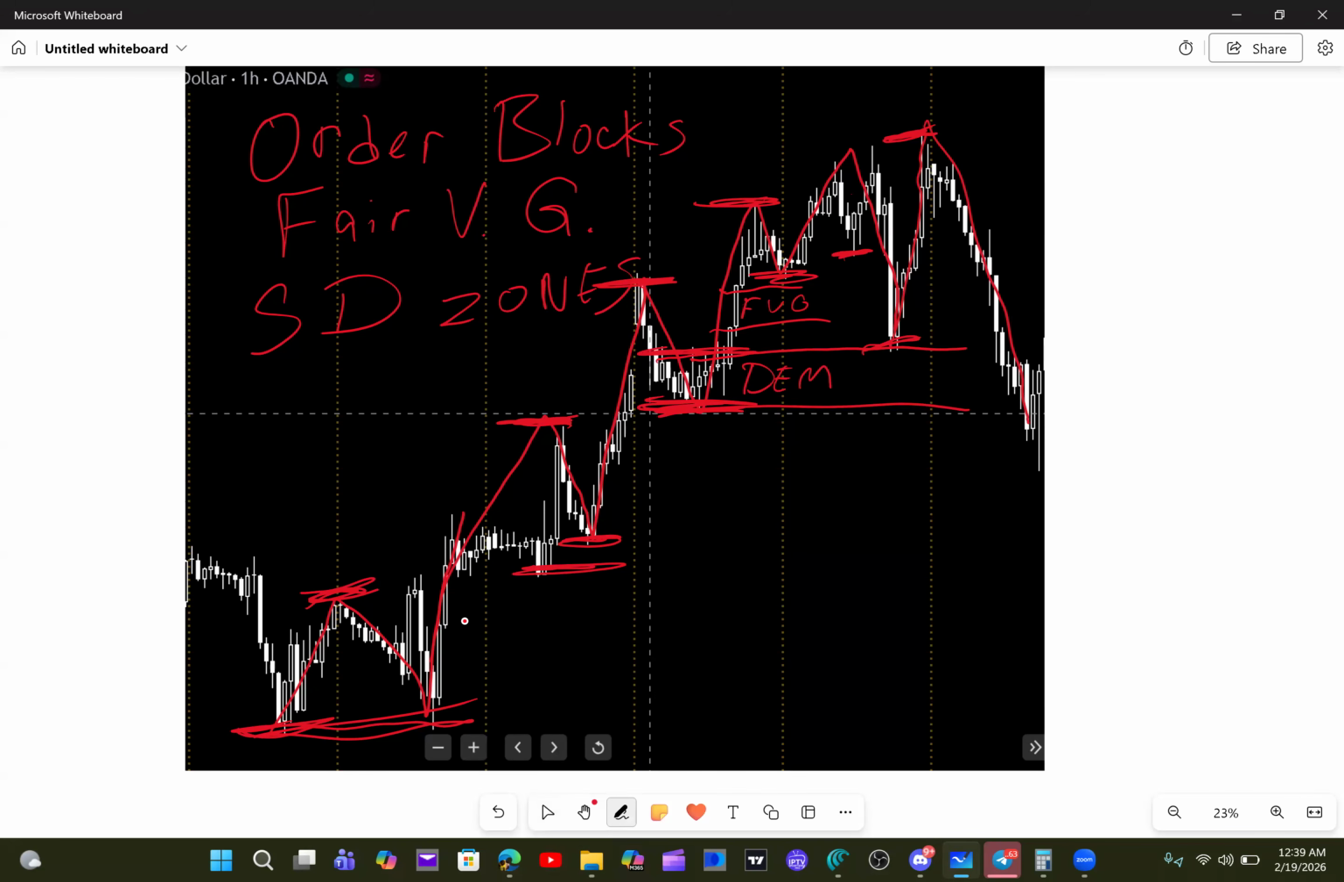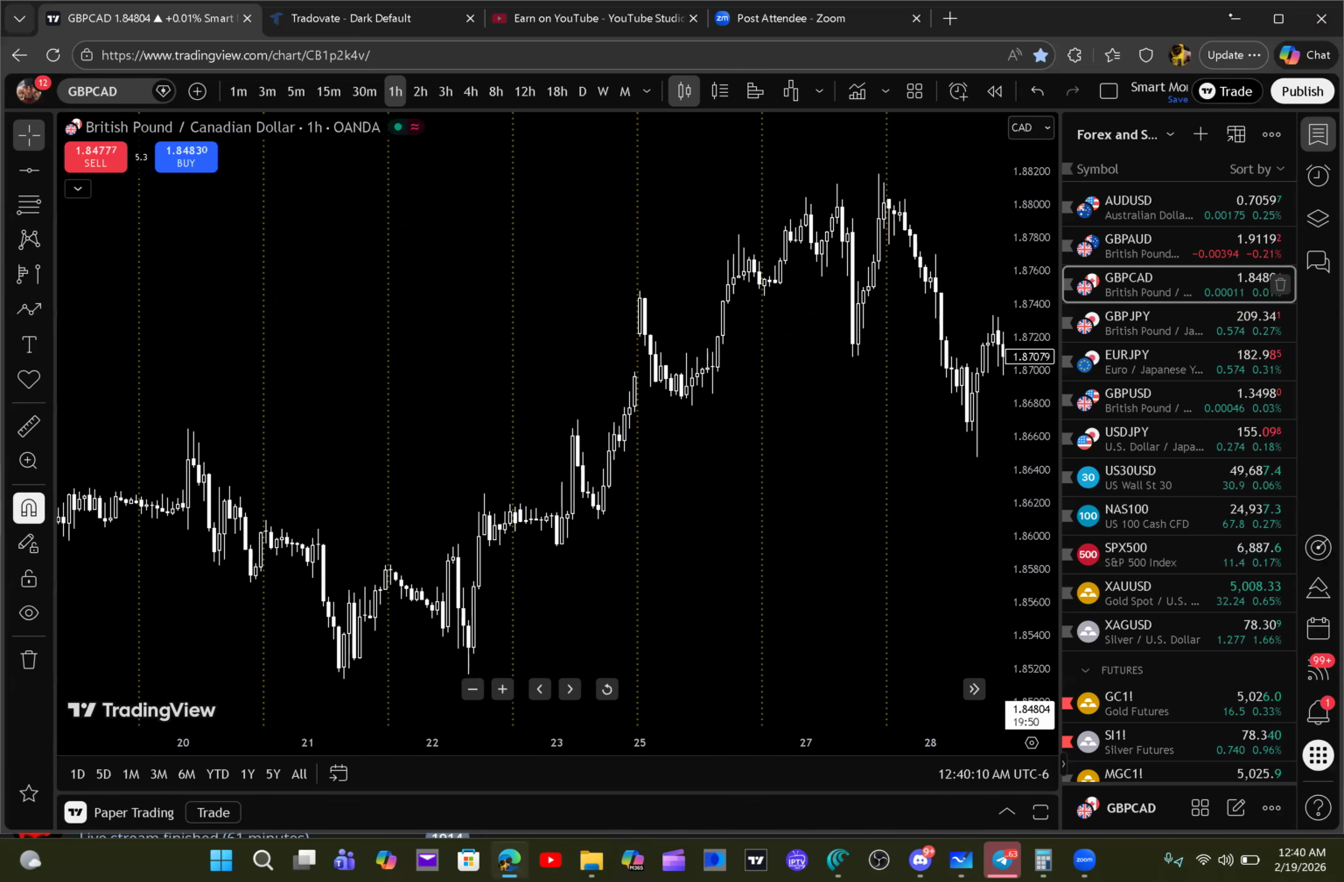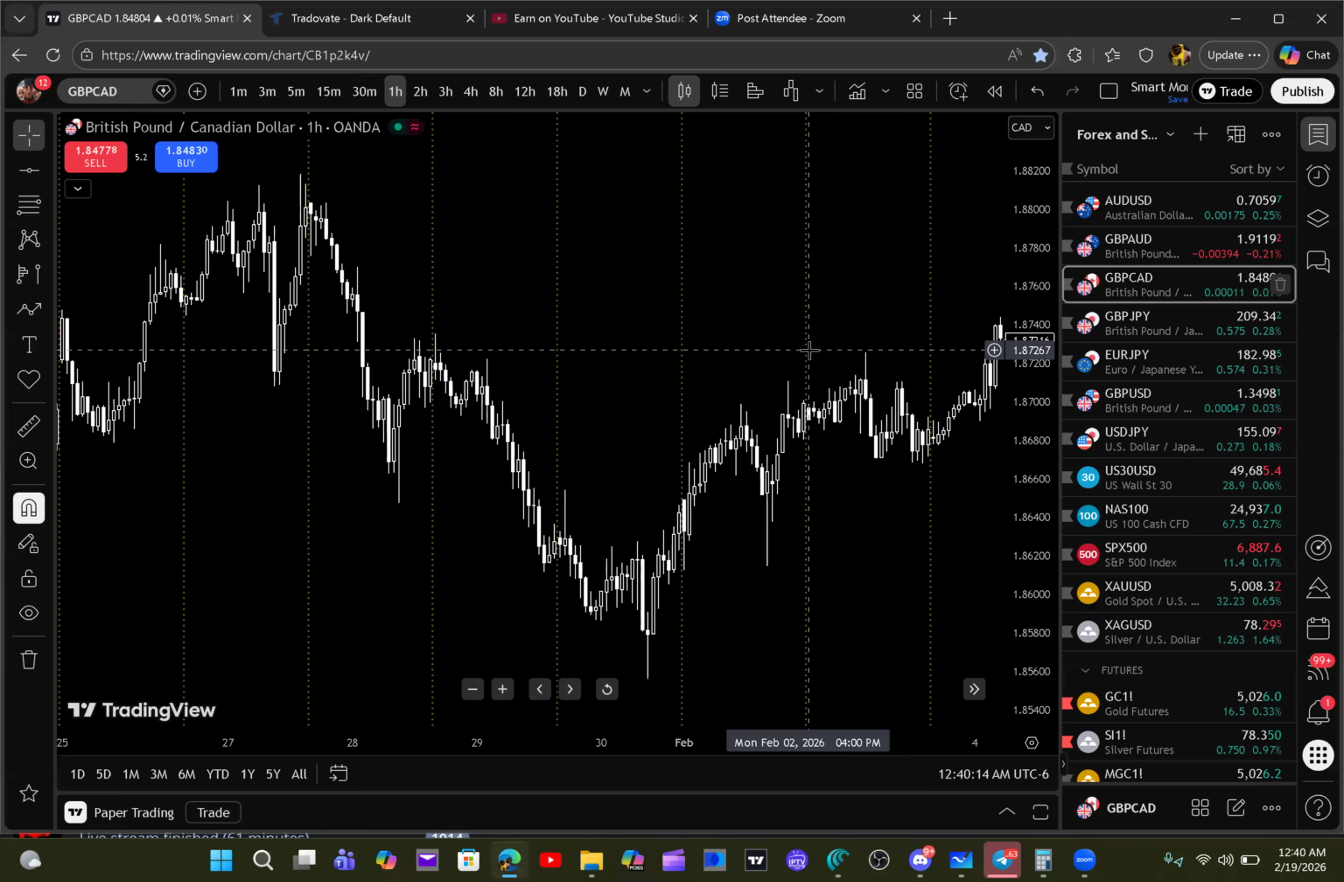I trade them the same. Two things they must have: order blocks, supply zones, demand zones must lead to a break of structure like this, and they must have a fair value gap. If not, I don't even mess with it. I don't want it. But that's pretty much market structure.